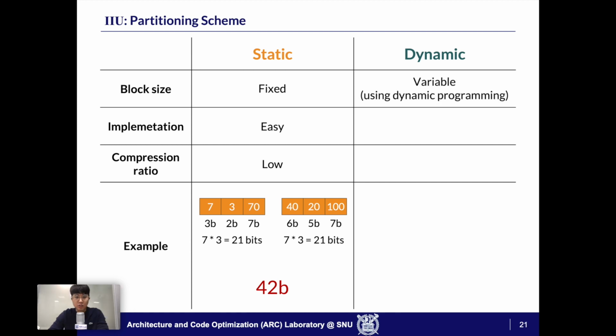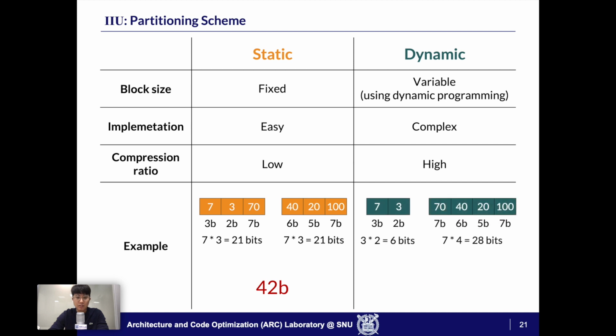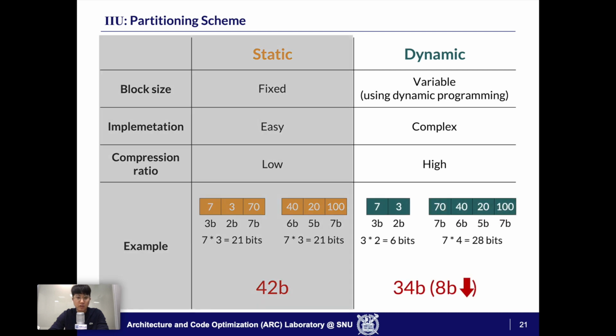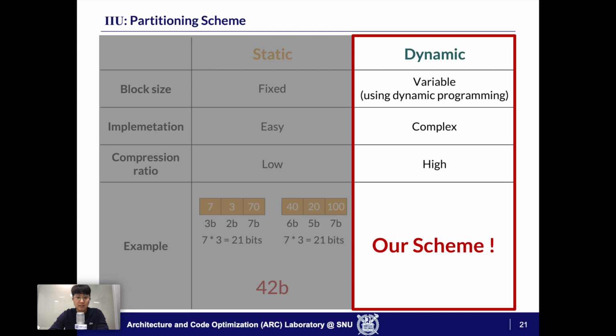Dynamic partitioning uses a variable block size. Dynamic partitioning is an optimization problem whose objective function is the total block size. We utilize dynamic programming to handle this problem and derive the optimal block size. So, it's complex to implement, but we can get a high compression ratio. In our example, the compressed size is smaller than with static partitioning. Therefore, we use dynamic partitioning and design the cost function of 2U for efficient compression.